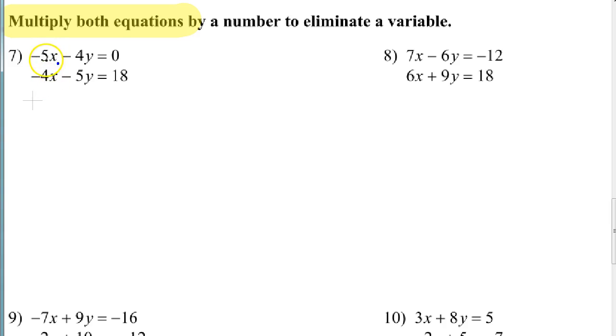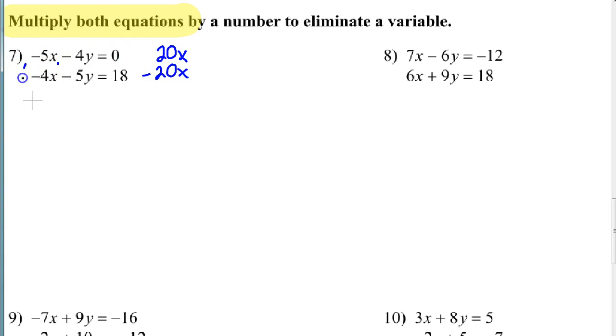something by 4, you're not going to be able to get 5, or vice versa. So you're going to have to think ahead of time and say, well, 5 and 4 go into 20 each, right? So we need to have a 20x and a negative 20x. And you have to multiply both equations. So always start by, well, what are you trying to accomplish?